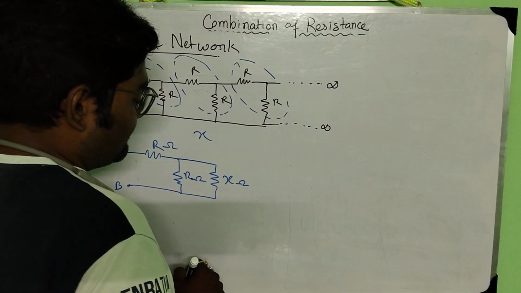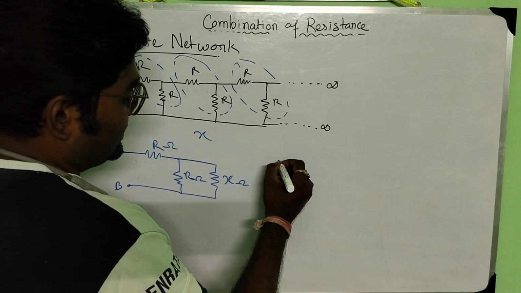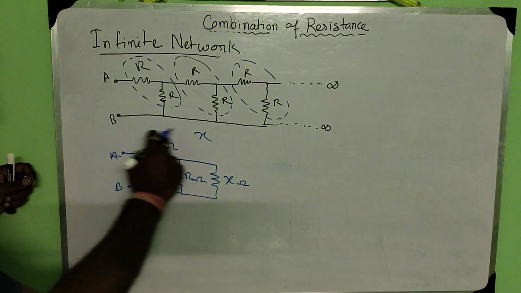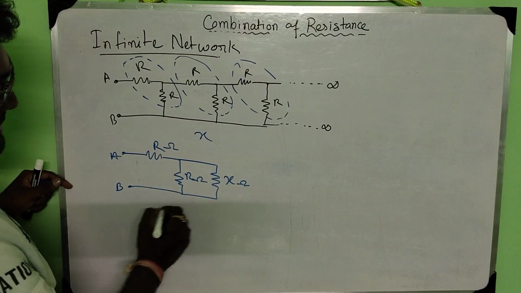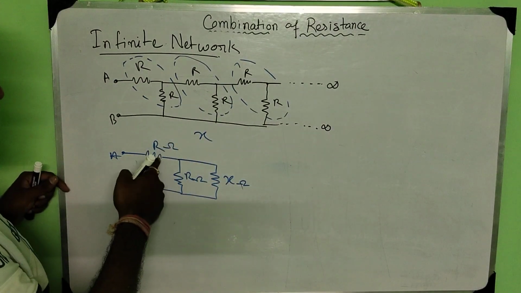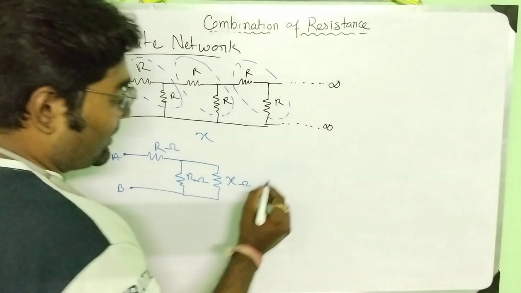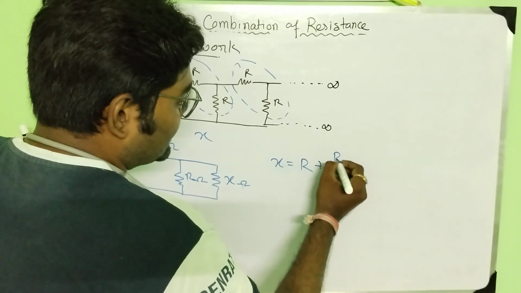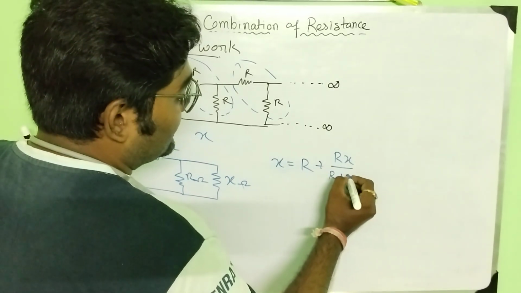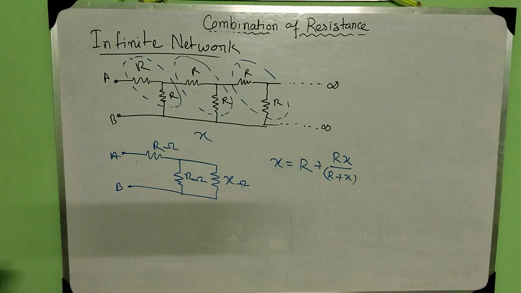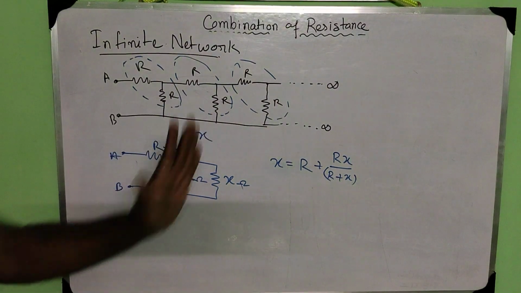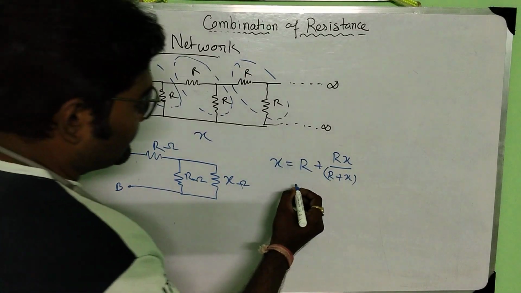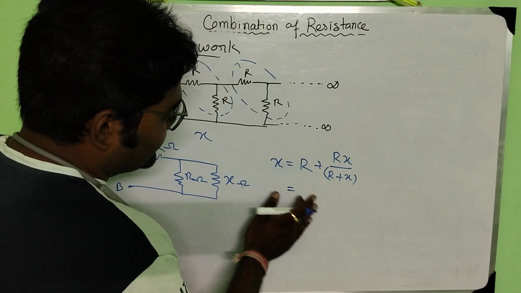This R and x are in parallel combination and this is in series. So R equivalent means, again for this unit also the equivalent resistance is x. For this circuit also the equivalent resistance is x, because it is infinitely long. So I can write x equal to R plus Rx by R plus x. Okay. So as it is infinitely long, you can take this.